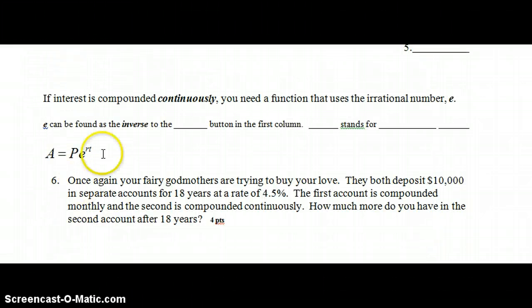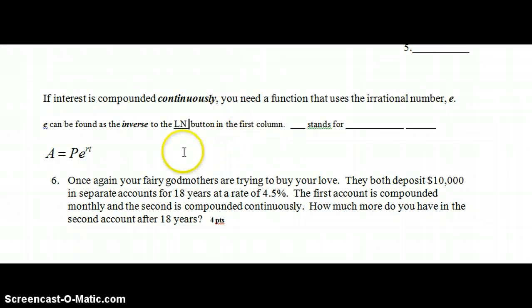One last thing. It is about what happens if interest is compounded continuously. That sounds like you would make a bajillion dollars, but in actuality, you'll see it only makes a little bit more. But if you compound something continuously, we're going to need to use a function that uses the irrational number e. And e is a very, very special button. So e can be found as the inverse to the ln button in the first column of your calculator.